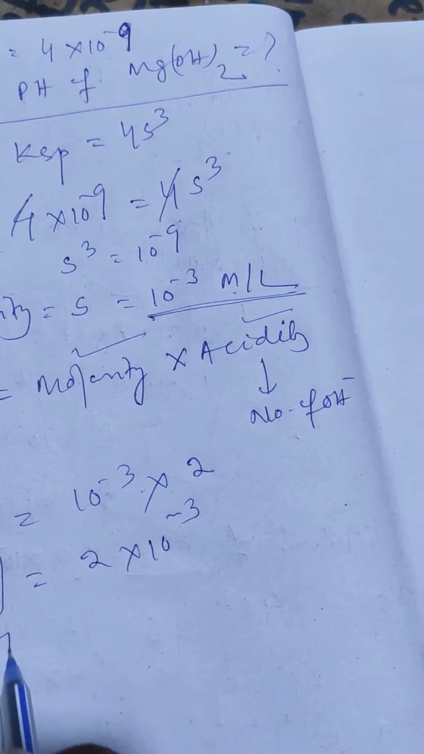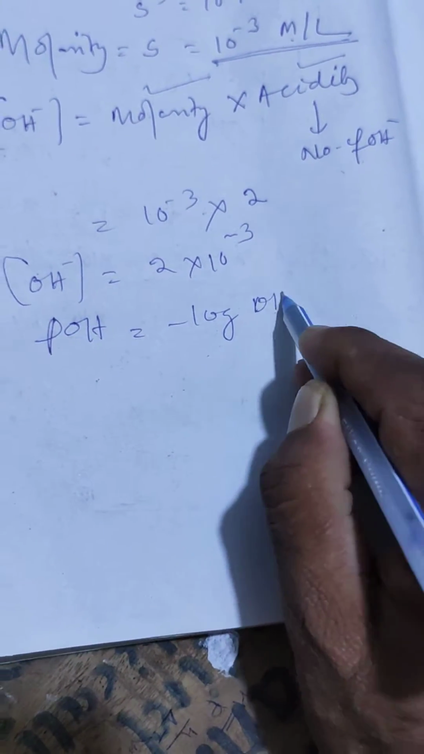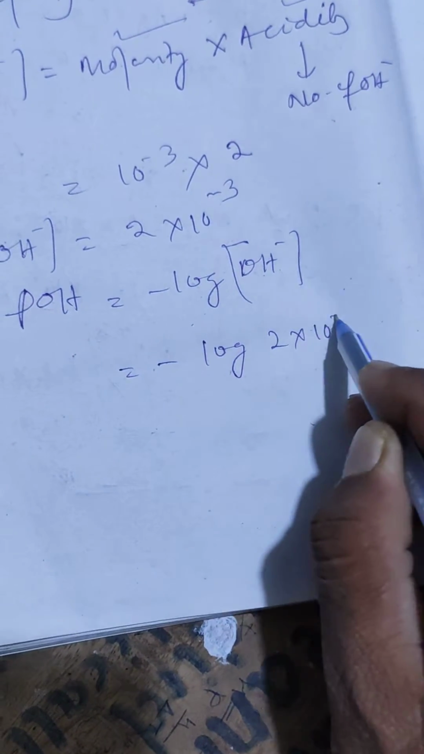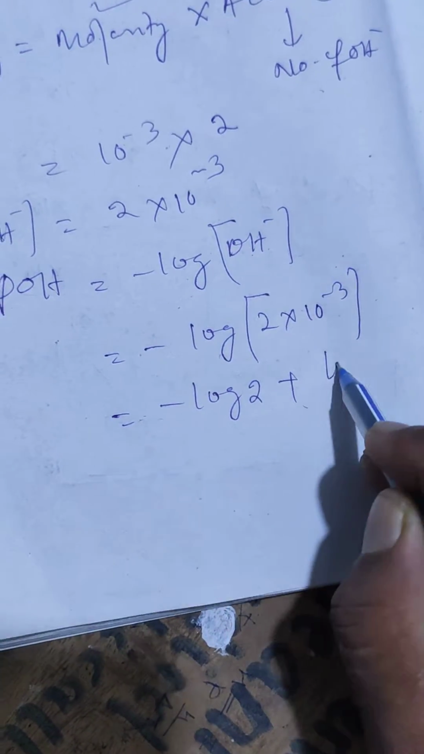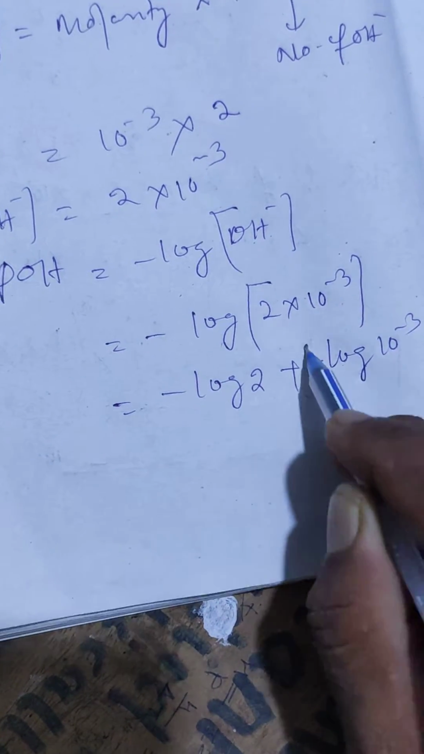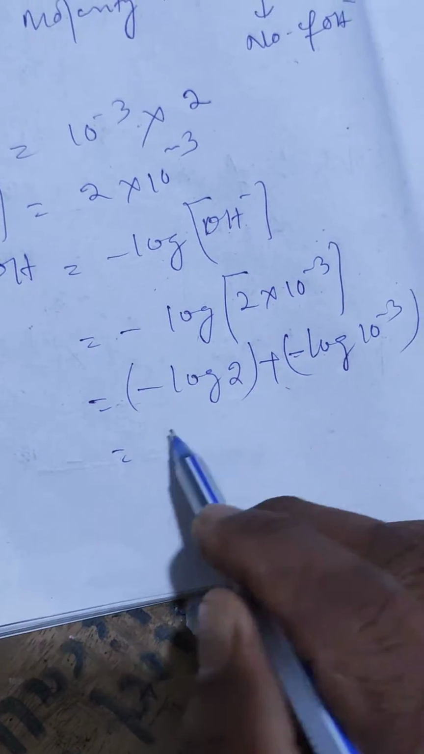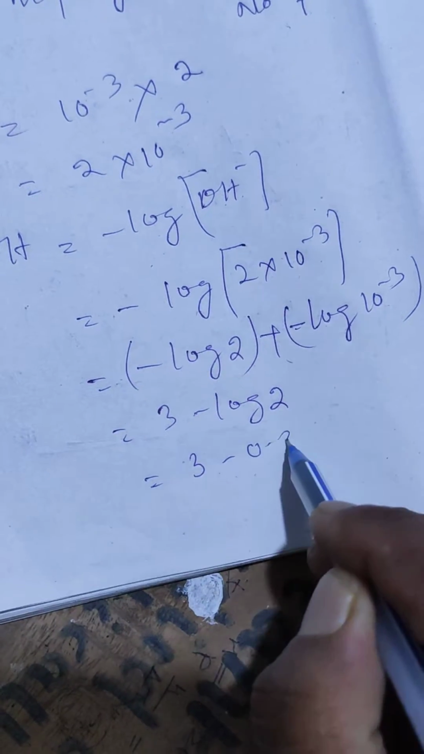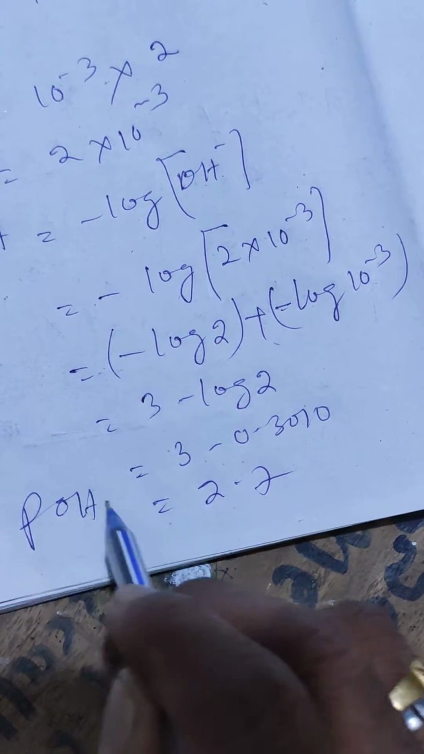So what will be the pOH here? You know the pOH is equal to negative logarithm of OH minus concentration. So that is equal to minus log of 2 into 10 to the power minus 3, which is equal to minus log 2 plus log 10 to the power minus 3. So that is equal to 3 minus log 2, which means 3 minus 0.3010. So that is 2.7. So the pOH is equal to 2.7 that we have found here.